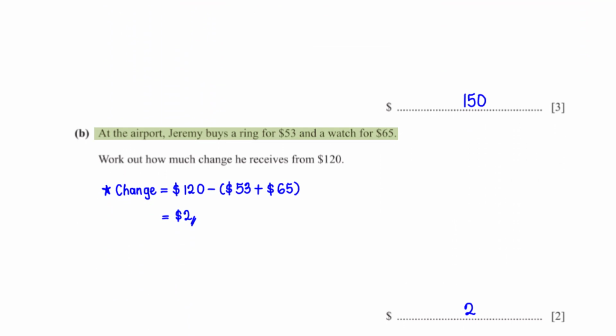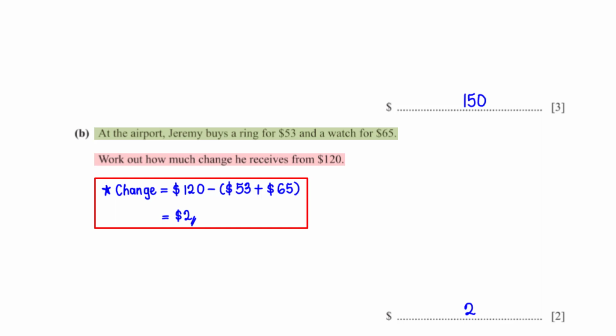At the airport, Jeremy buys a ring for $53 and a watch for $65. Work out how much change he receives from $120. The change he receives is equal to the amount he pays, which is $120, minus the cost of his purchase, which is $53 plus $65. This gives us $2.